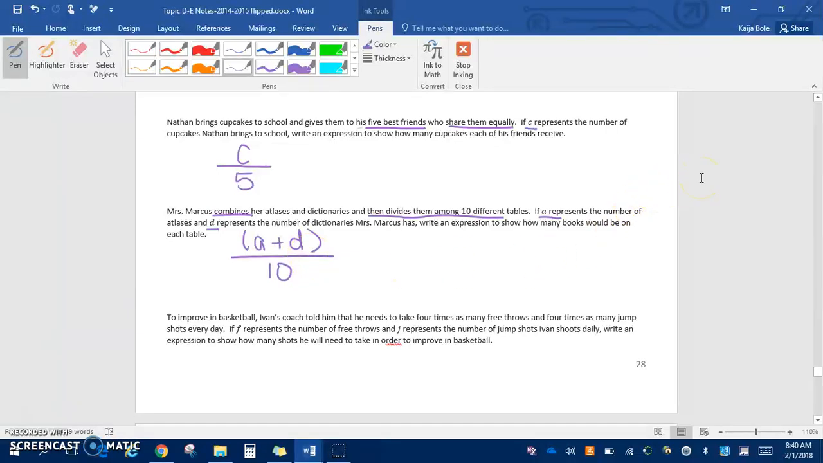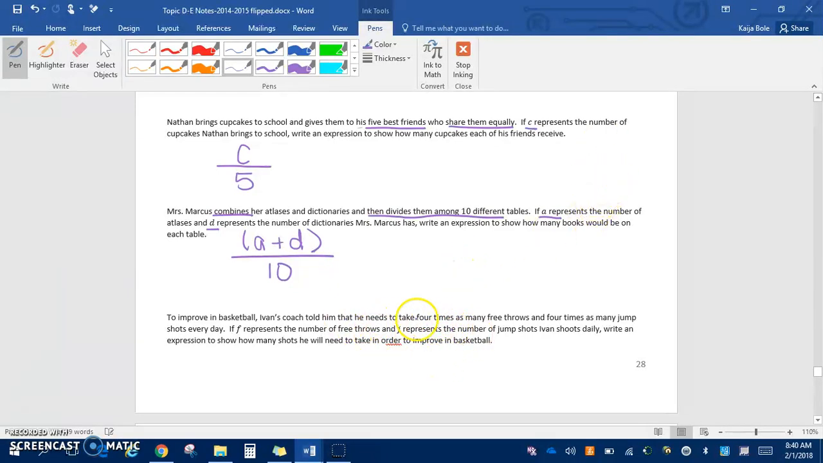And the last one on this page says, to improve in basketball, Ivan's coach told him that he needs to take 4 times as many free throws and 4 times as many jump shots every day. If F represents the number of free throws and J represents the number of jump shots Ivan shoots daily, write an expression to show how many shots he will need to take in order to improve in basketball.